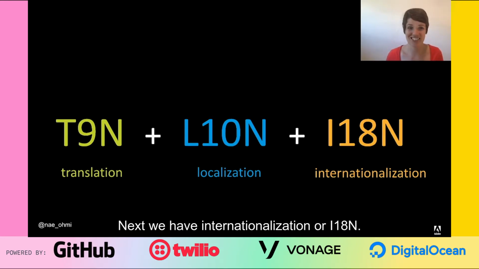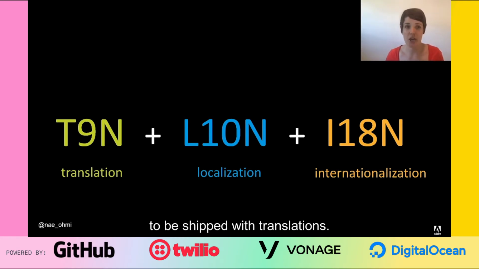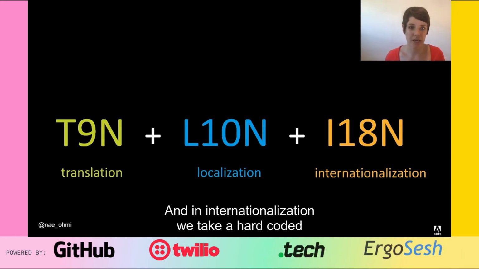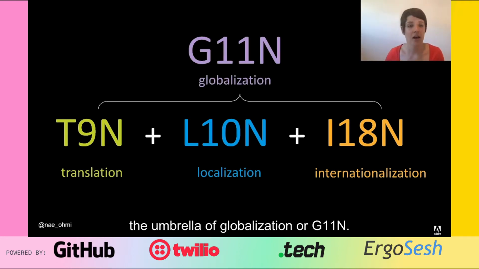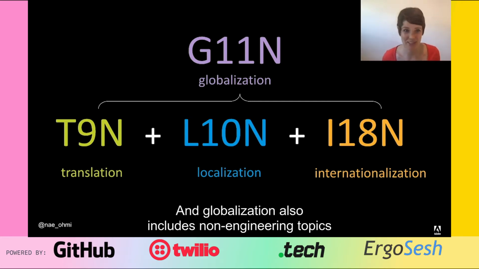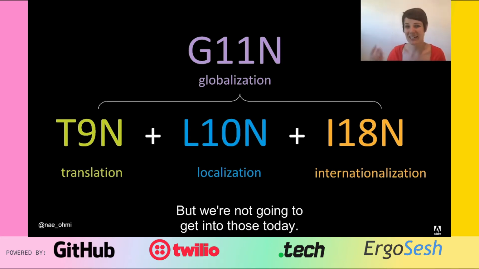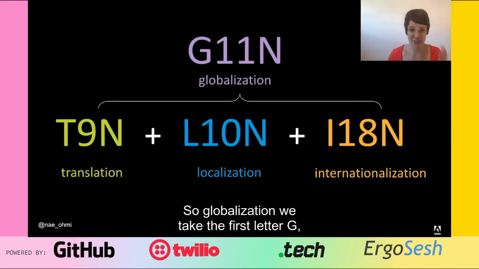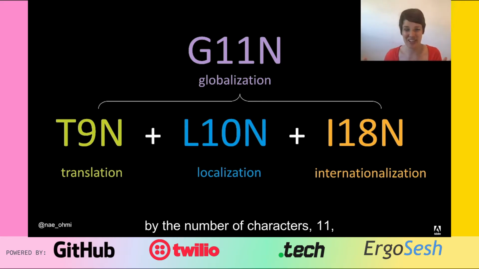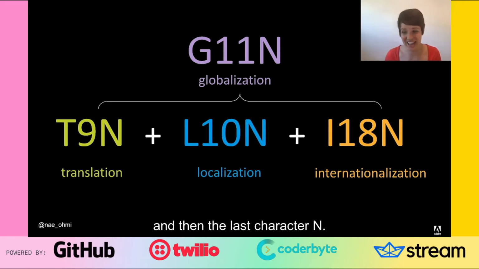Next, we have internationalization, or I18N, and that's the engineering process of preparing an app or a website to be shipped with translations. And in internationalization, we take a hard-coded English string and wrap it in an I18N object for translation. And these all kind of fall under the umbrella of globalization, or G11N. And globalization also includes non-engineering topics like legal, sales, marketing, but we're not going to get into those today. And these are numeric acronyms. So globalization, we take the first character G, followed by the number of characters, 11, and then the last character, N.